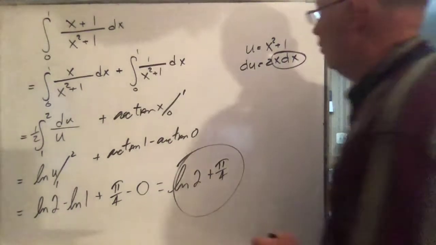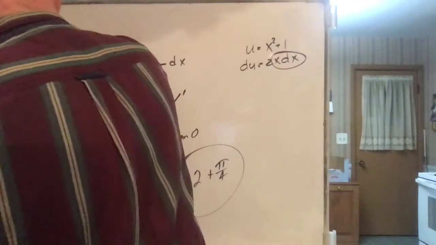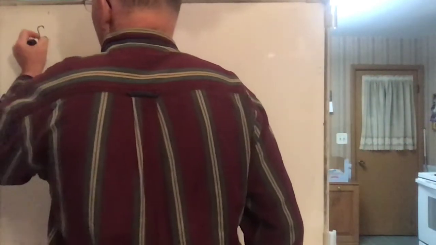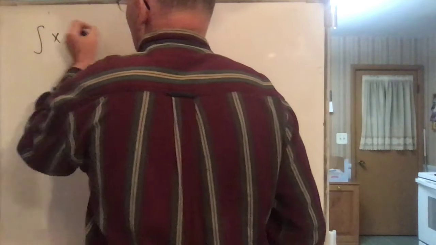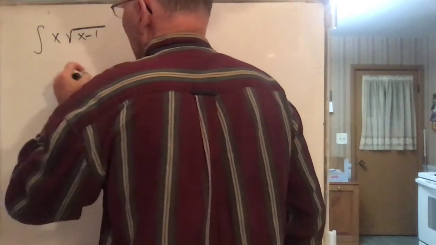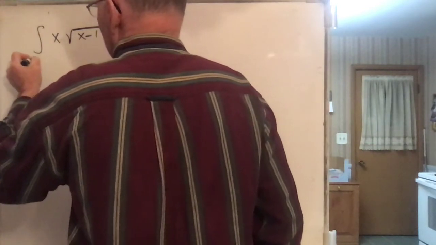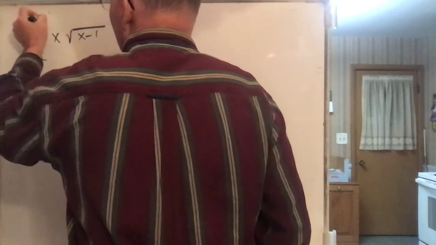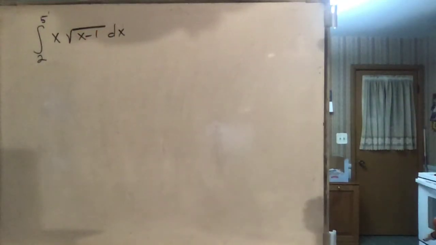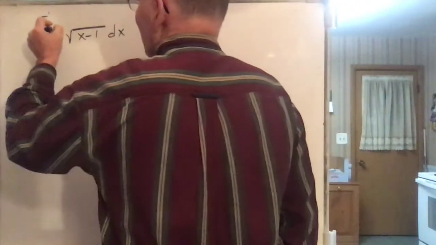Okay, very good. Let's just do one more, just to kind of remind you how these things work. I don't know, we could do maybe a couple, but let's do this one. Let's do x times the square root of x minus 1, where x goes from 2 to 5. How about that? Okay, how would you do that one? Let's make it x squared.